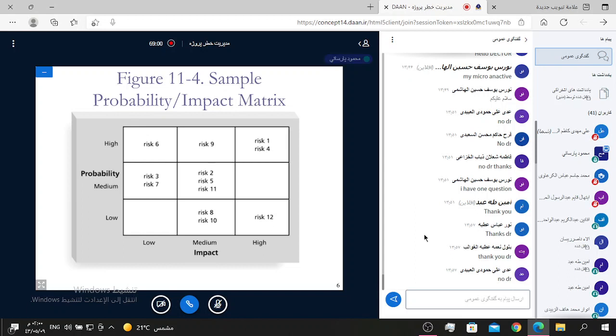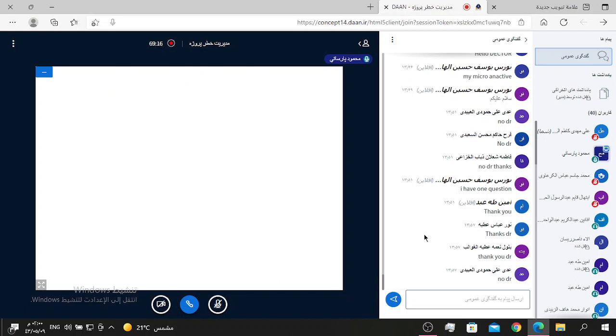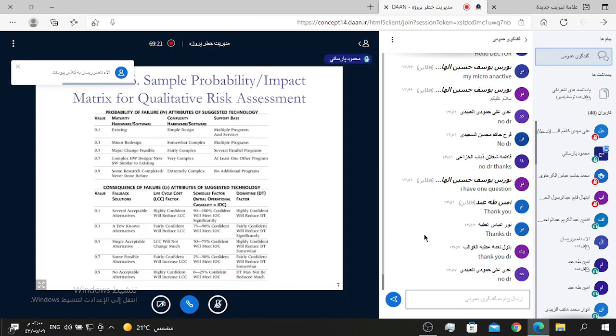or table or box with our standards in our project, in our risk management process in a project. And in this example, this table is a sample probability impact matrix for qualitative risk assessment, for Mr. Engineer Ali Habib.